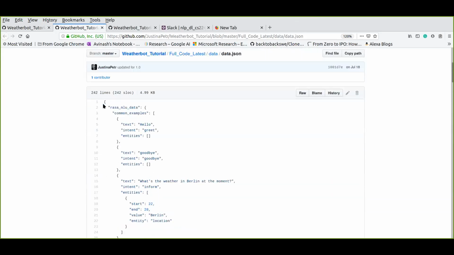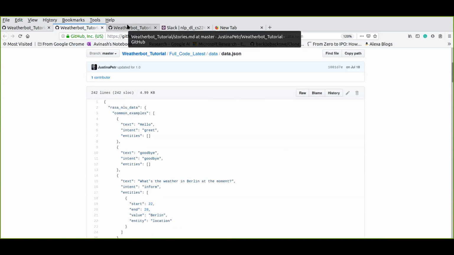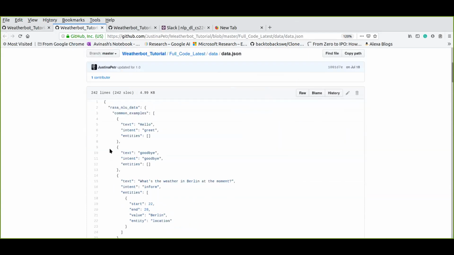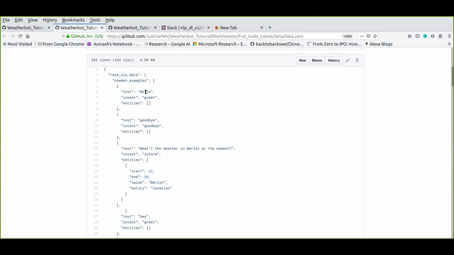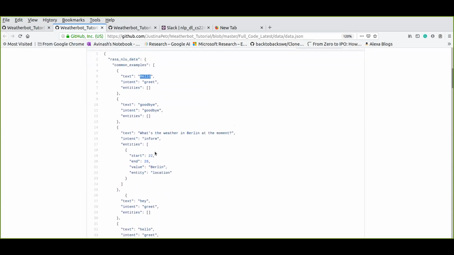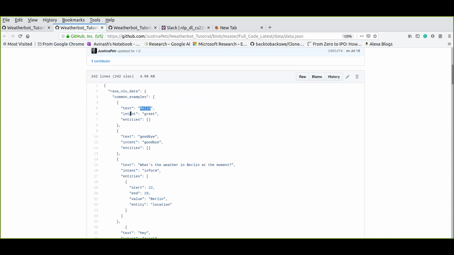So here is some training data. Let's say you want to build a bot for weather. You say something like hi, and then it responds, and then you ask how's the weather. So the training data looks something like this. You first prepare some examples like this: hello, goodbye, what's the weather in Berlin at the moment. These kind of examples are all collected together, and then for every sentence there is something called intent.